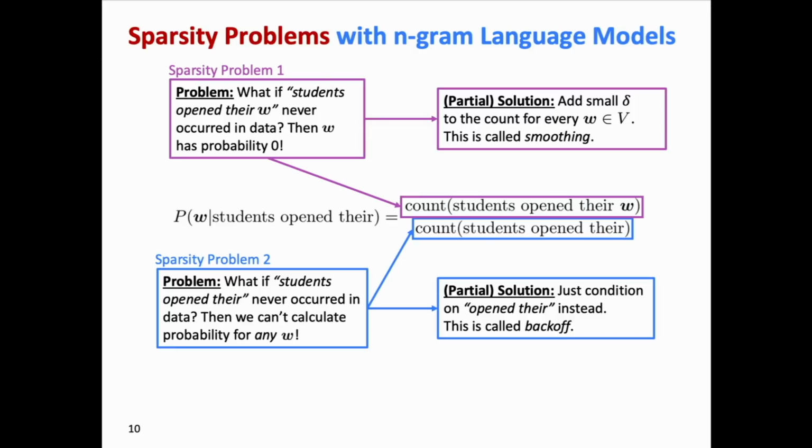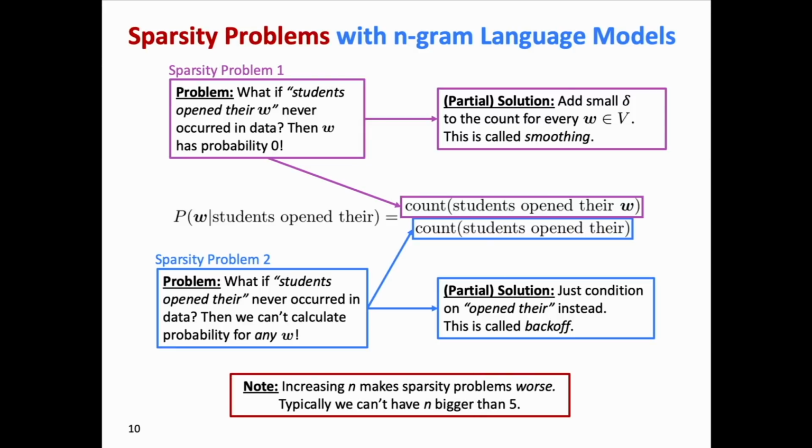OK, so another thing to note is that these sparsity problems get worse if you increase n. If you make n larger in your n-gram language model, and you might want to do this, for example, you might think, I want to have a larger context so that I can pay attention to words that happened longer ago, and that's going to make it a better predictor. So you might think making n bigger is a good idea. But the problem is that if you do that, then these sparsity problems get worse.